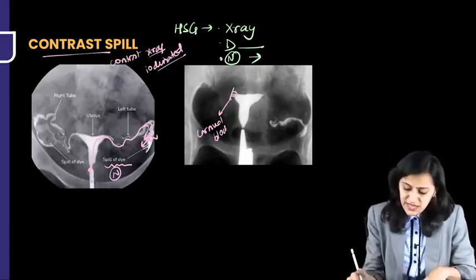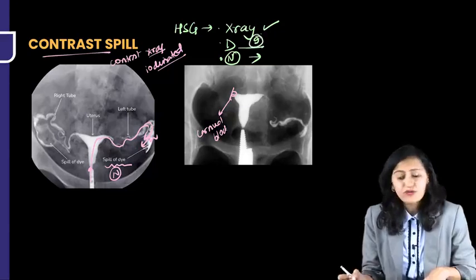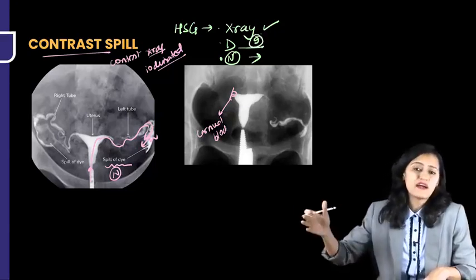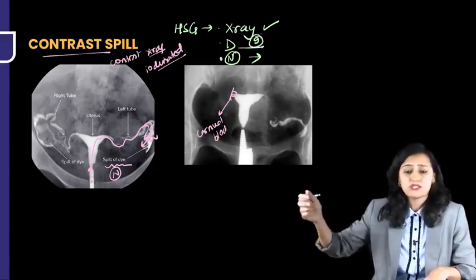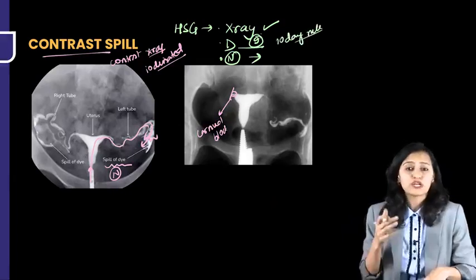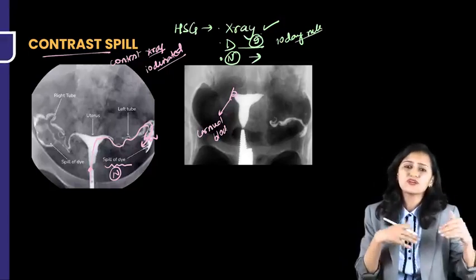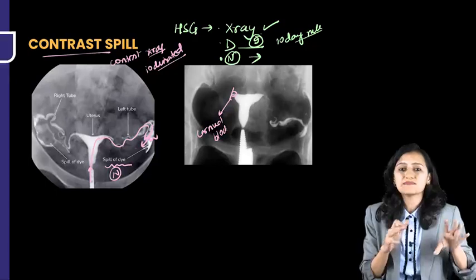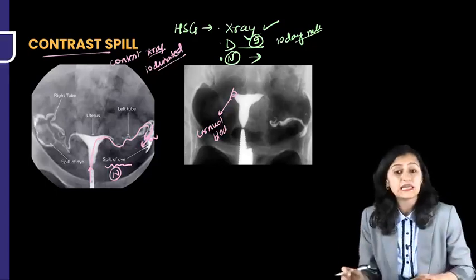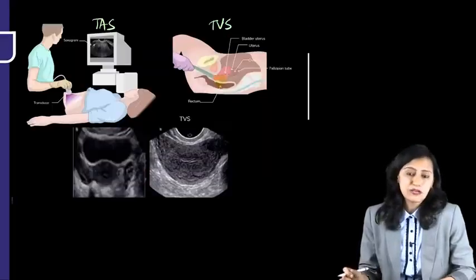So does HSG have radiation exposure? Yes, because it's a contrast X-ray. On what day do we prefer doing this? Around day 9. Definitely not after day 10 or on day 14, because we have the 10-day rule for females of reproductive age group: do investigations which have radiation exposure in the first 10 days. We don't do it on day 3, 4, or 5 because it's still the menstrual phase and the endometrium has not healed yet. So a normal hysterosalpingogram will have the spill of the contrast.